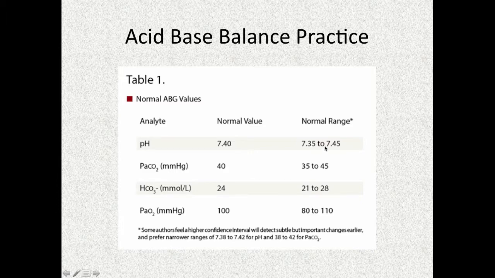So the pH normal range, 7.35 to 7.45, and memorize the range, okay? This is just one possible normal point within this normal range. So memorize that pH normal range, 7.35 to 7.45, PCO2, 35 to 45, HCO3, 21 to 28, okay? Just memorize those ranges.